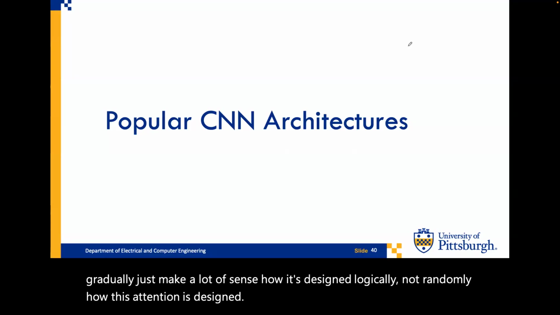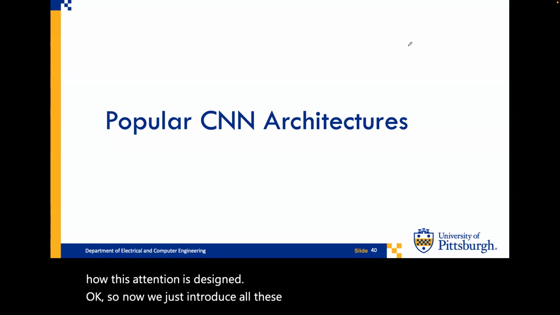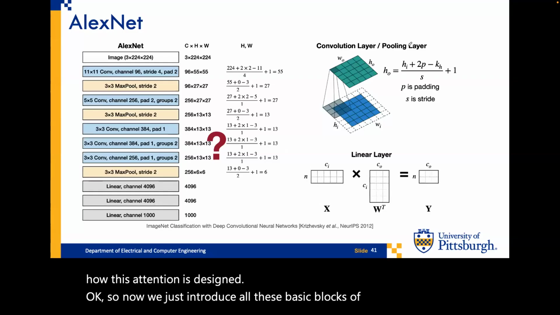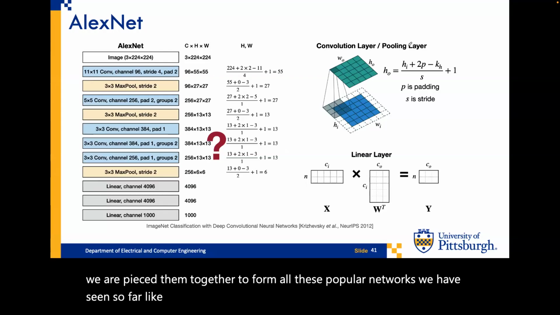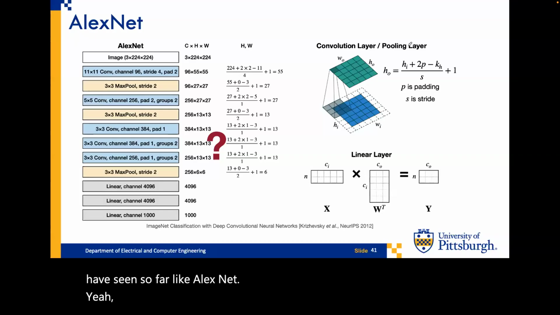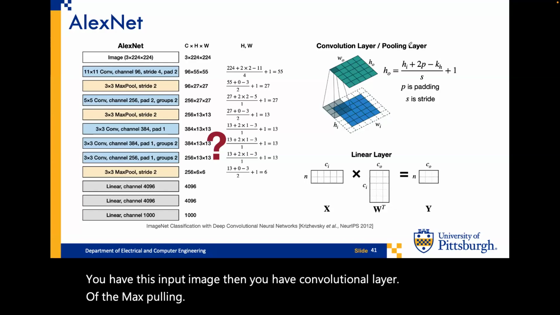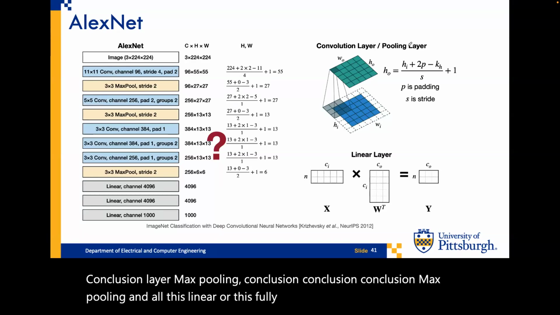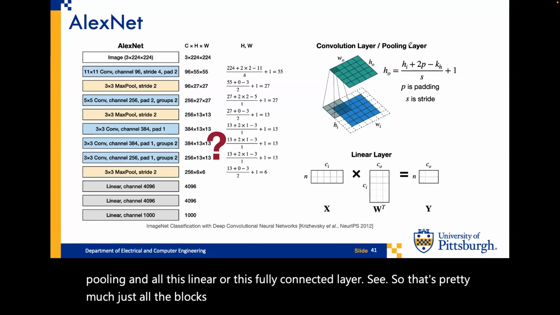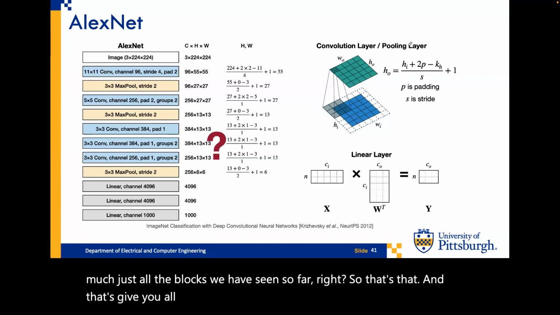Okay, so now we have introduced all these basic blocks of the network. Let's see how they are pieced together to form the popular networks we have seen so far, like AlexNet. You have the input image, then a convolutional layer, a max pooling, convolution, max pooling, convolution, max pooling, and then the linear or fully connected layers. That's pretty much all the blocks we have seen so far, right? And that gives you all the parameters for each layer.